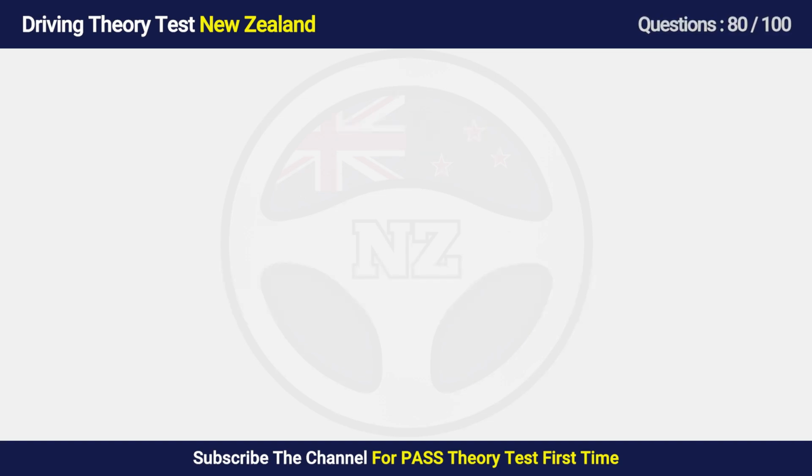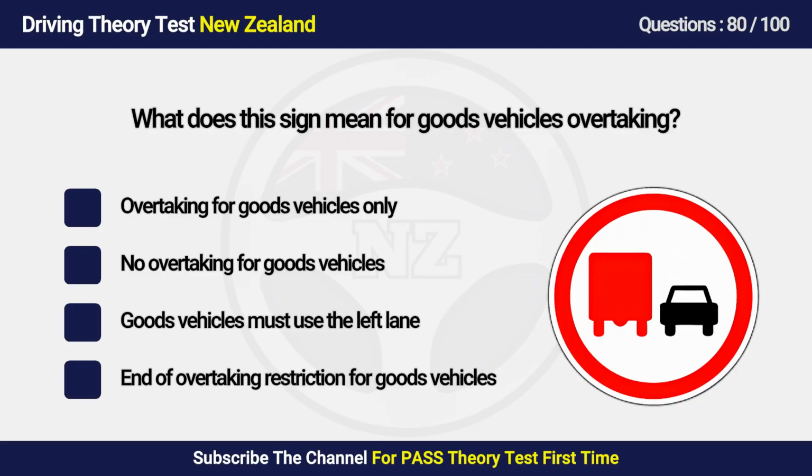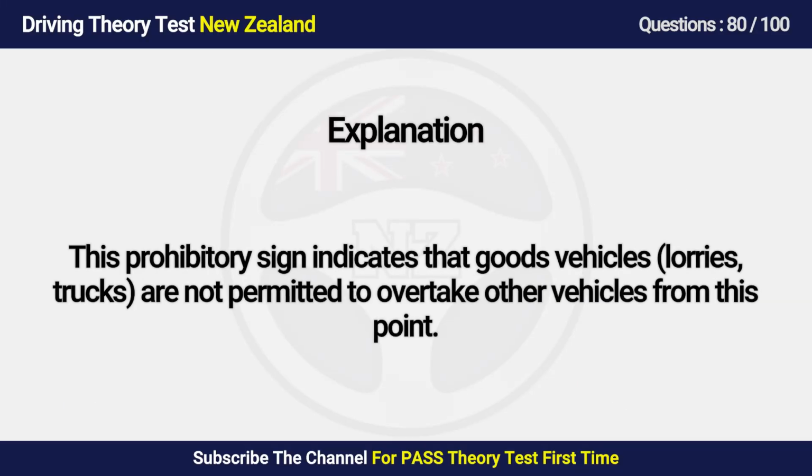Question 80. What does this sign mean for goods vehicles overtaking? A. Overtaking for goods vehicles only. B. No overtaking for goods vehicles. C. Goods vehicles must use the left lane. D. End of overtaking restriction for goods vehicles. Answer is B. No overtaking for goods vehicles. This prohibitory sign indicates that goods vehicles, trucks, are not permitted to overtake other vehicles from this point.